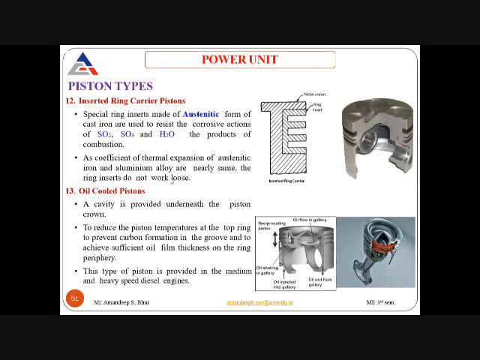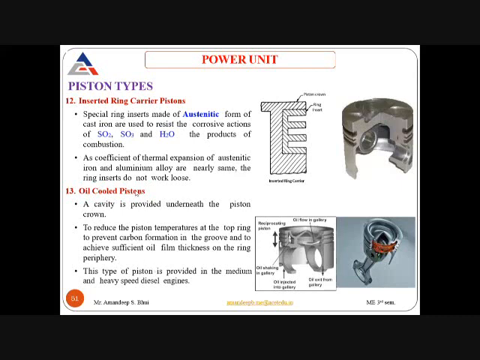on the piston. Now, as the coefficient of thermal expansion of austenitic iron and aluminum alloy are nearly the same, the ring inserts do not work loose. Now when they are under working conditions at higher temperatures, because the thermal expansion of both the materials is the same, there is no problem in working, because they expand equally. Now when these inserts wear out, they can be changed. So this is your inserted ring carrier piston.